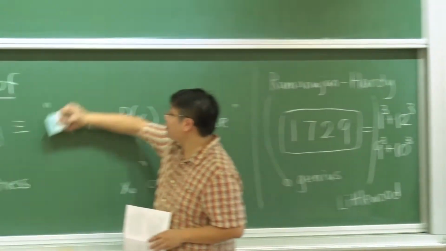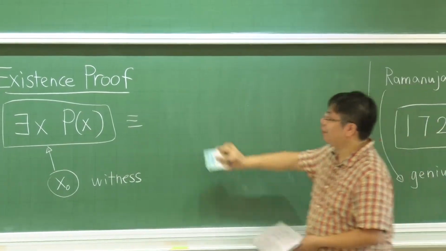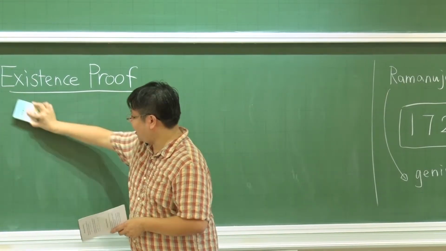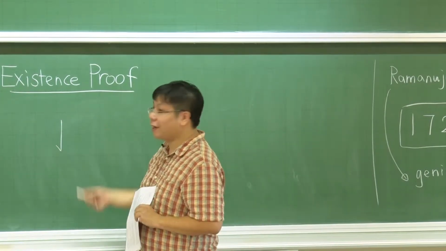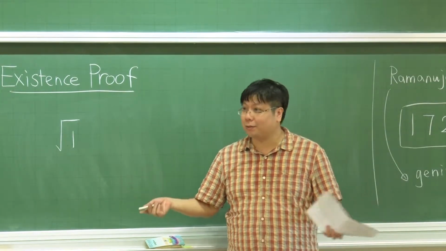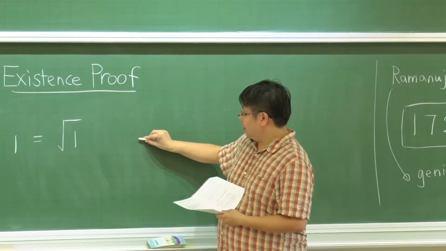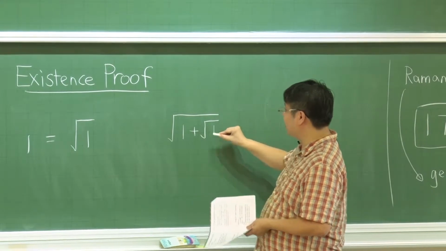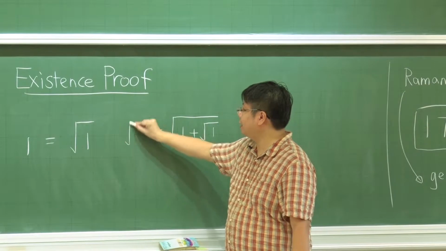But existence proofs sometimes... Oh, let me talk a little bit more about Ramanujan. Take a look at this one. You have a square root. What is the square root of 1? The square root of 1 is 1. Now you can look at the square root of 1 plus the square root of 1. So it is equal to the square root of 2, right?